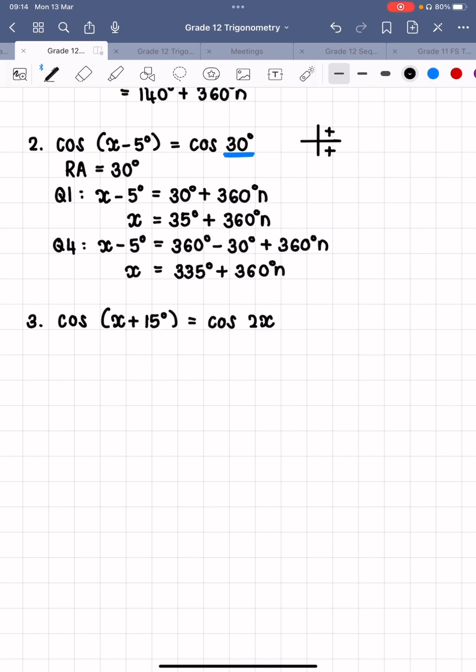Alright, guys, so we have cos, and this is positive cos, right? So we're working in the quadrants where cos is positive. So that's 1 and 4. The reference angle is 30 degrees. So for quadrant 1, we say that angle, x minus 5, equal to the reference angle plus 360n. And then we must add 5 to the other side. For the fourth quadrant solution, remember we say x minus 5, that angle, equals 360 minus the reference angle. So that will give us 330, and then we have to add 5 degrees again.